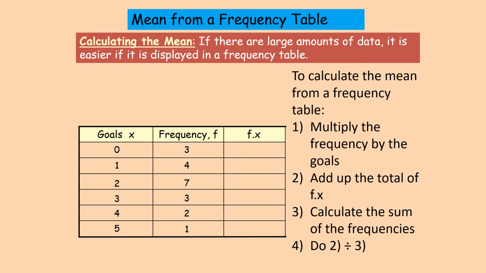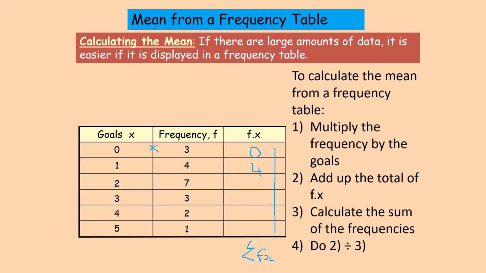So to calculate the mean from a frequency table, let's revise that very quickly. The first step would be to multiply the frequency by the x, or in this case by goals. It's not always going to be goals. So we will have 0 times 3. We would put in 0 over here. 1 times 4 would be 4, and so forth. So we would fill that table in, and then step 2, we would add up the total of fx. So we would sum up fx and get our total there.